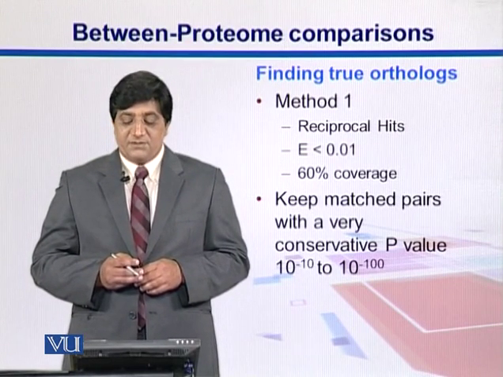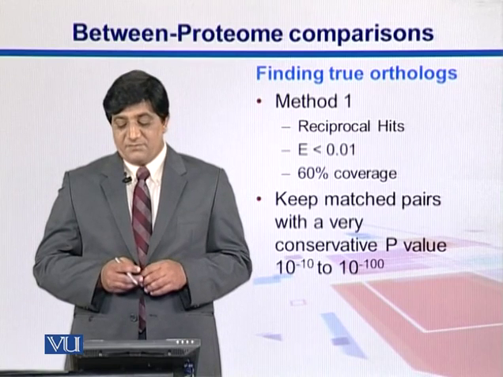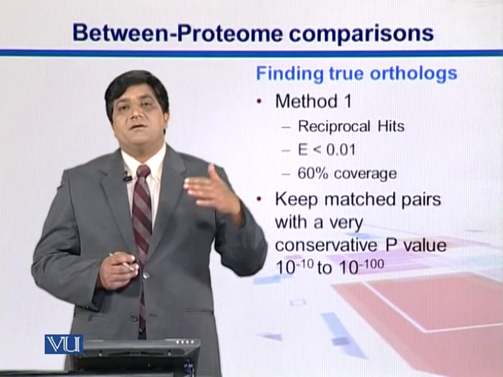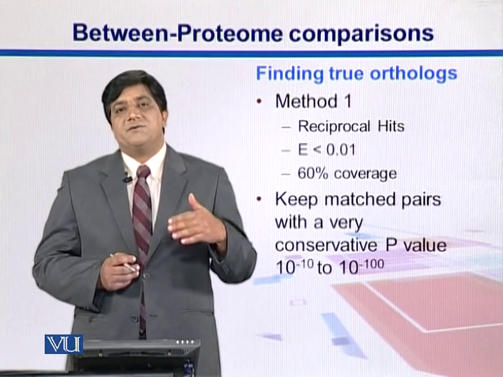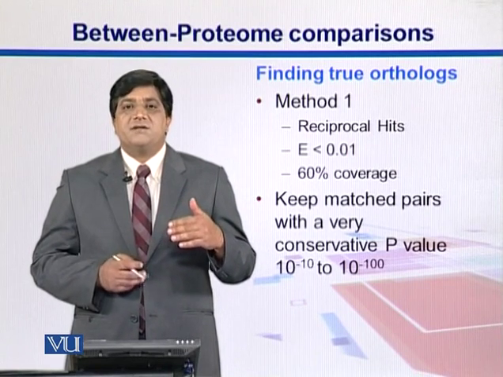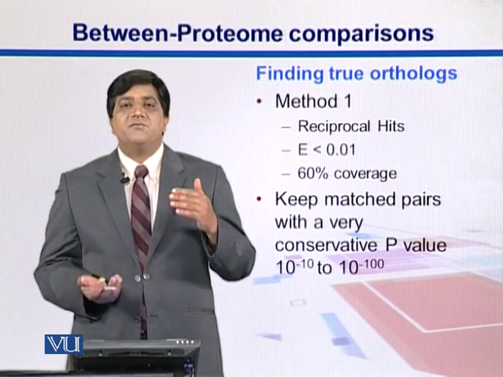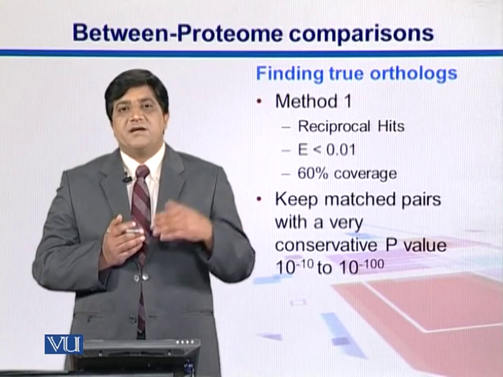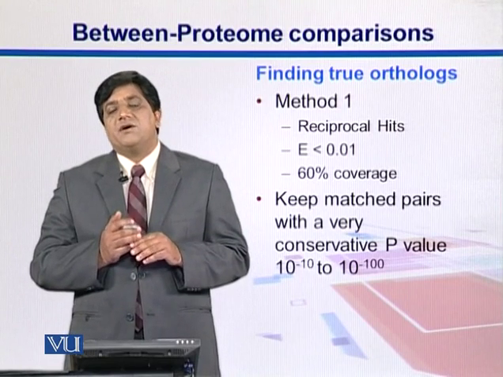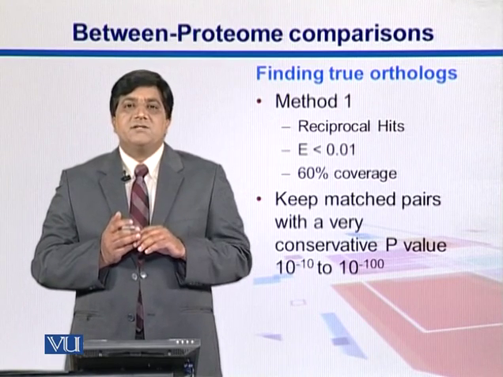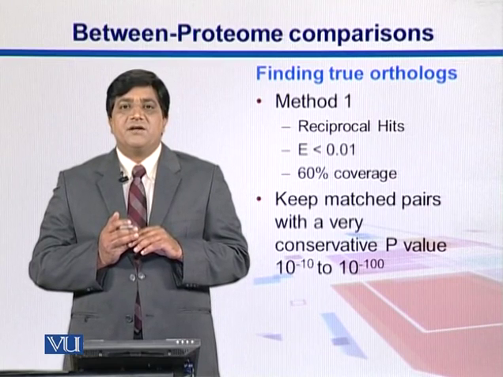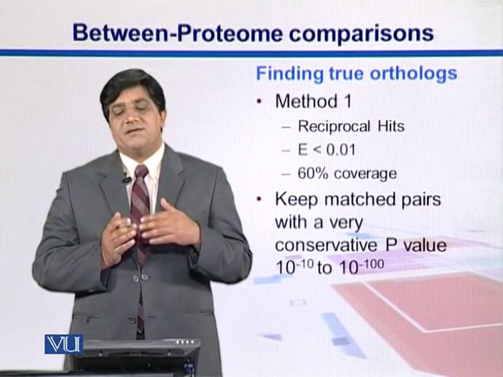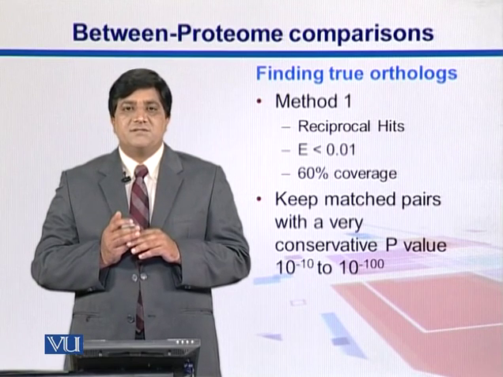How can we find true orthologs? There is a technique which we call method 1. We have reciprocal hits. In reciprocal hits, you take one organism at a time as a query and search against the other as a database. Then you flip around and take the first as database and the second one as query. If you are getting similar end results, so the same genes are highly similar to one another, we can keep them as the best hits.